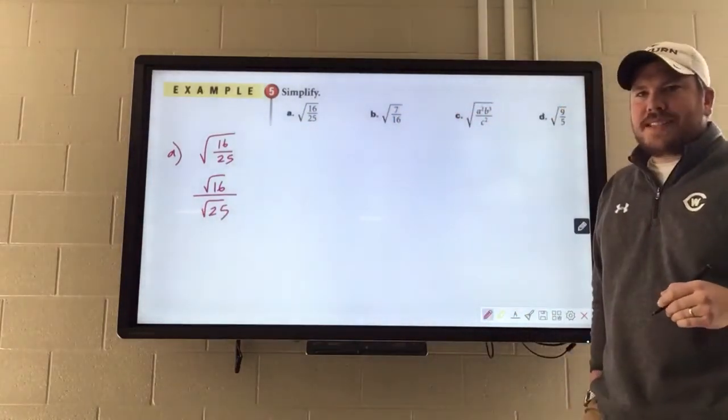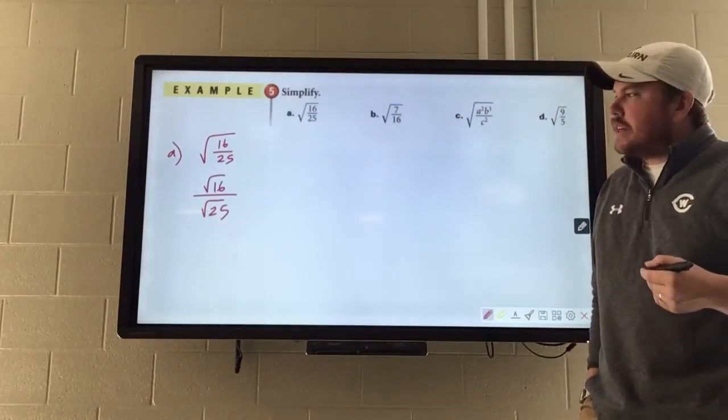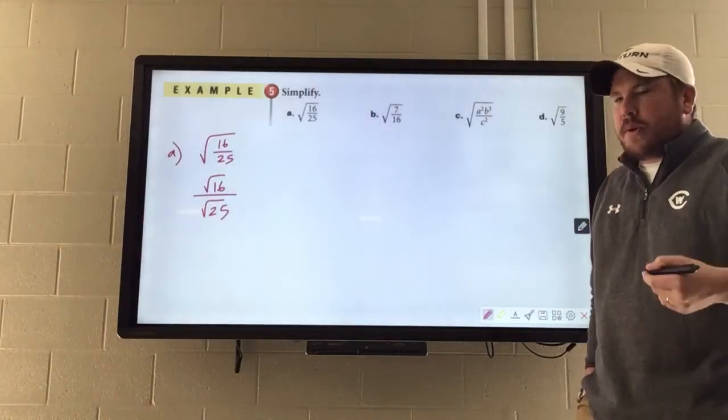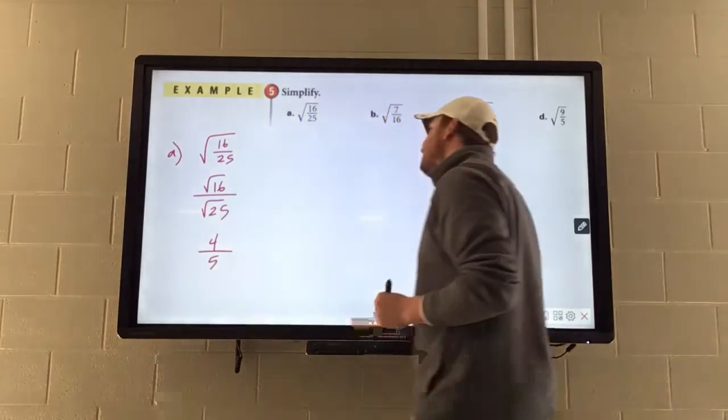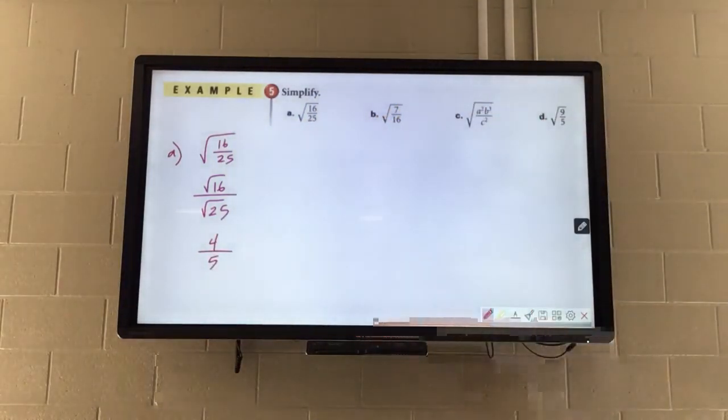So the square root of 16 over 25 can be written as square root of 16 over the square root of 25. Square root of 16 is 4, square root of 25 is 5. So simplified, that is 4/5.